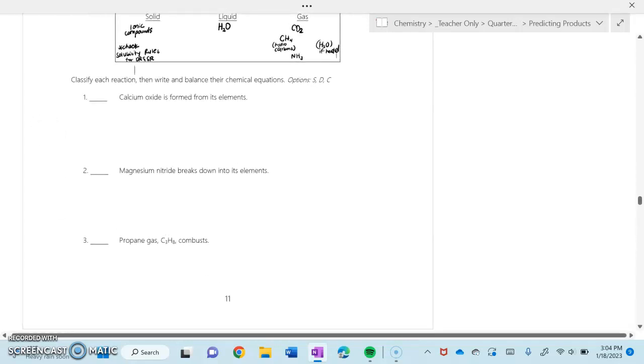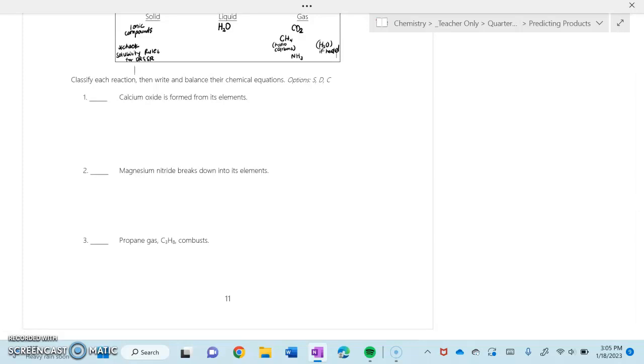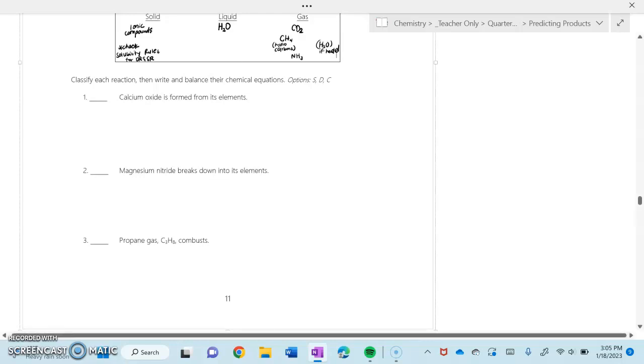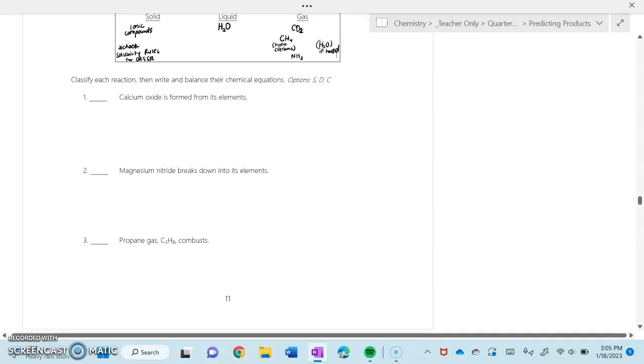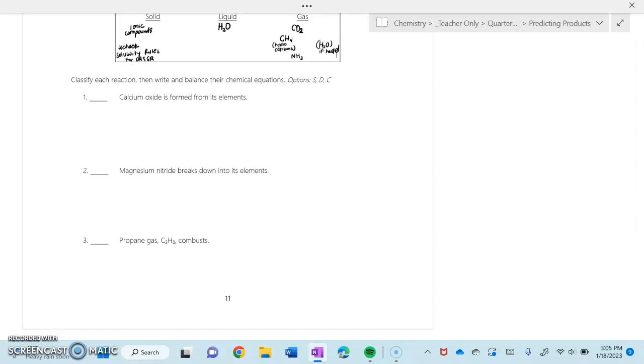So for each of these, we're going to classify the reaction, then write and balance their chemical equations, and we're only focusing this time on synthesis, decomposition, and combustion. You won't have any single or double replacement. We covered those in depth on Monday and Tuesday. So our first one says calcium oxide is formed from its elements. The formation of the compound is synthesis. We know that calcium oxide is going to be our product.